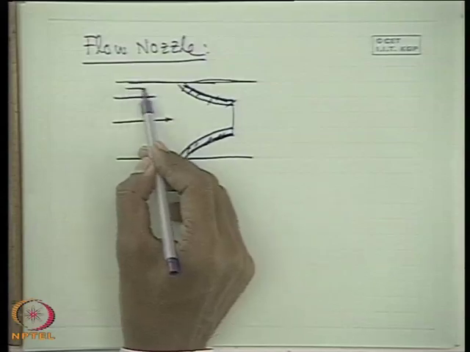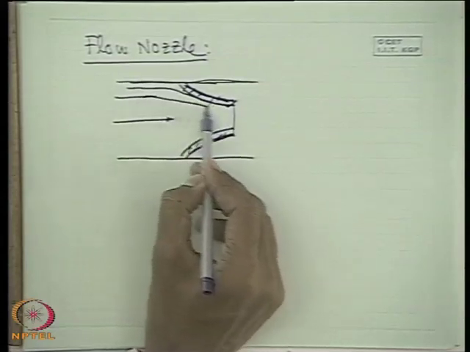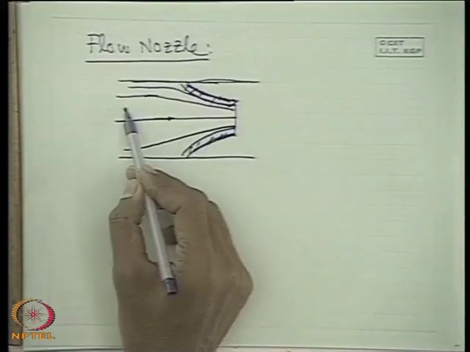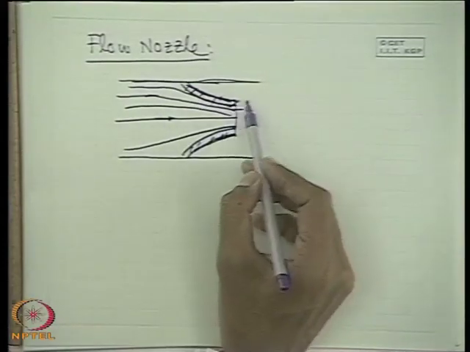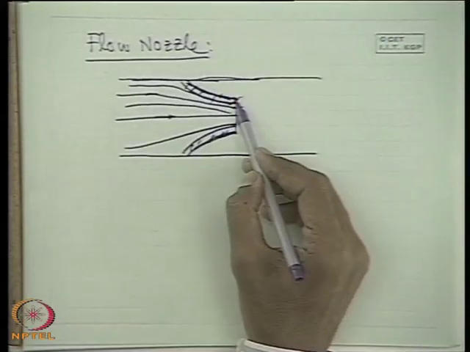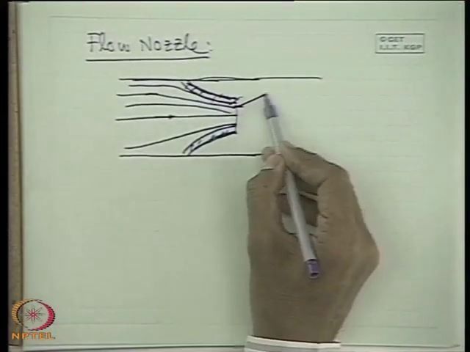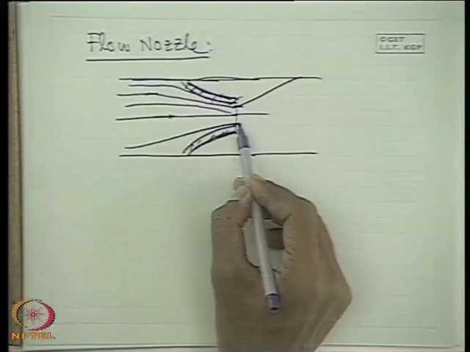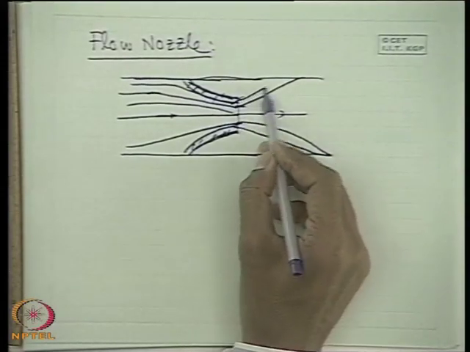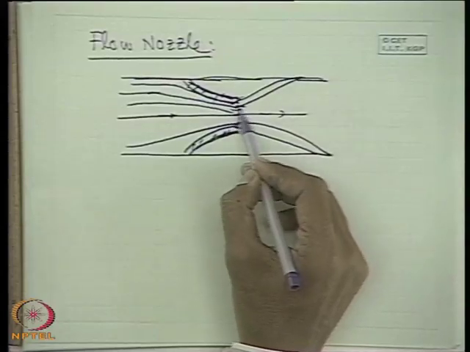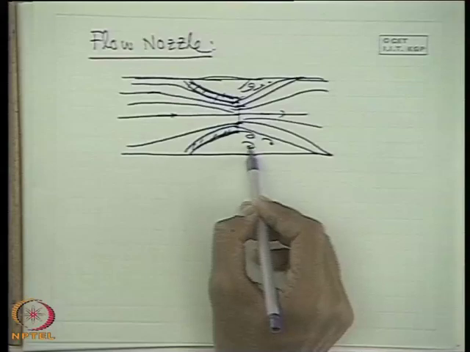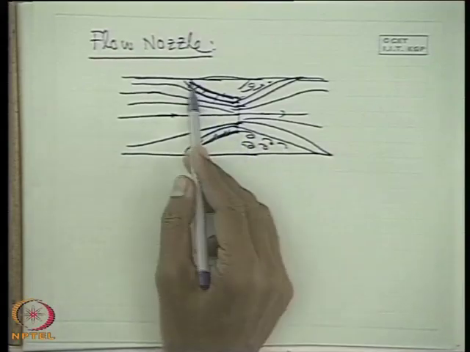Unlike the orifice meter, there is a converging part, so streamlines are smoothly converging. But unlike the venturi meter, this part is not a diverging one, so it cannot smoothly divert. So streamlines go like this. This is the streamline pattern, and there will be eddy formation, more losses will be there. So this is a flow nozzle.